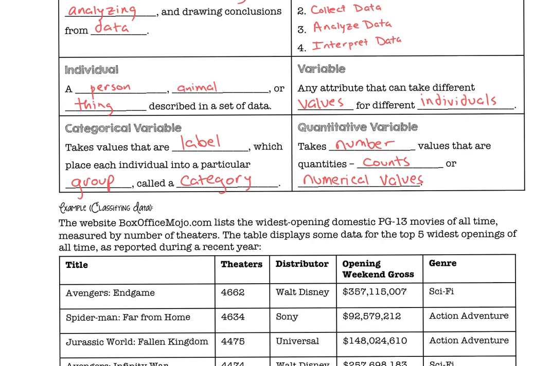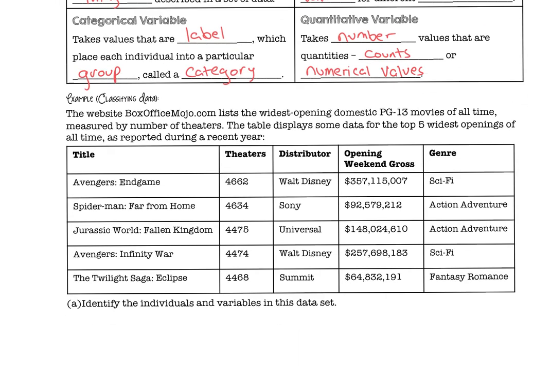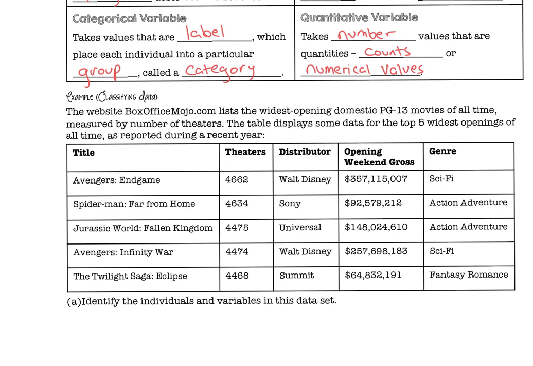So what we're going to do here, we're going to look at this data, and what we're doing is we're looking at PG-13 movies of all time. So the top opening widest domestic PG-13 movies of all time, measured by number of theaters. Okay, so we have how many theaters these movies premiered in. And so you see also too, we have the distributor who put out the movie, opening weekend gross, so how much did they make, and then what type of genre is it.